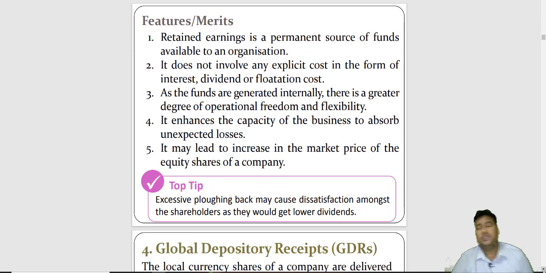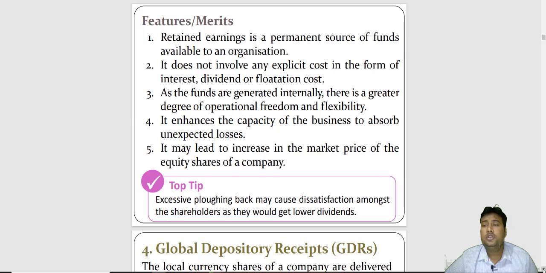What are the features or merits of the retained earning? Number one, retained earning is a permanent source of fund available to an organization, because retained earning is there in the business only. That's why retained earning is considered a permanent source of fund. Second, retained earning does not need to be issued to someone.